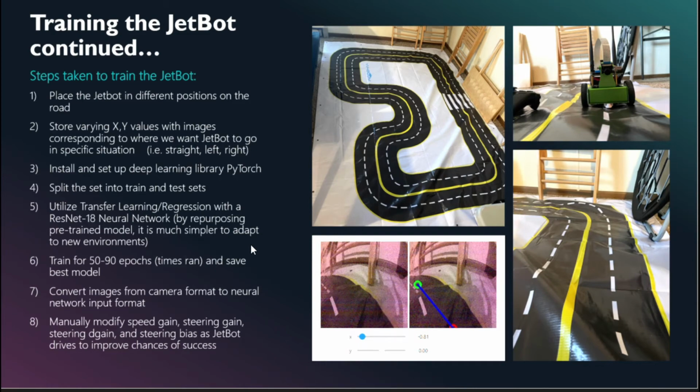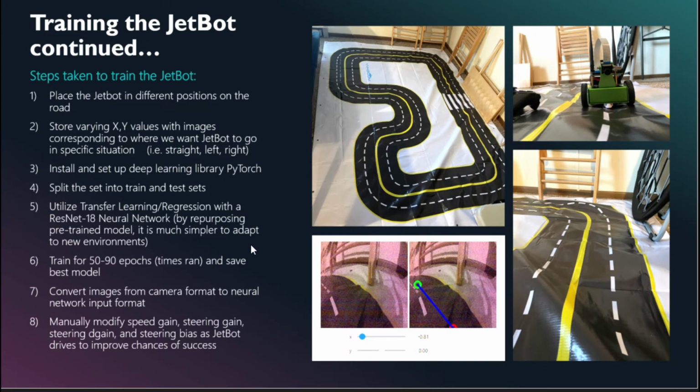Step 5 is we utilize transfer learning and regression with the ResNet 18 neural network. By repurposing this pre-trained model, it is much simpler to adapt to new environments. Transfer learning is where we take all these images and use them on an already trained neural network. That makes it much easier to retrain this neural network for a new task. And regression is essentially using past inputs to predict future inputs.